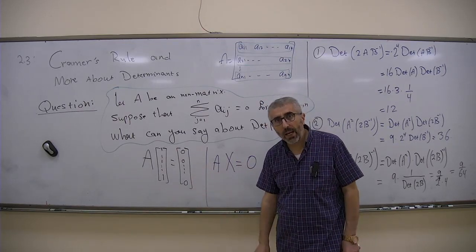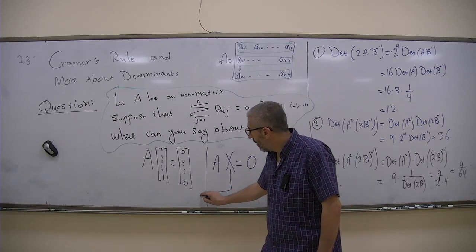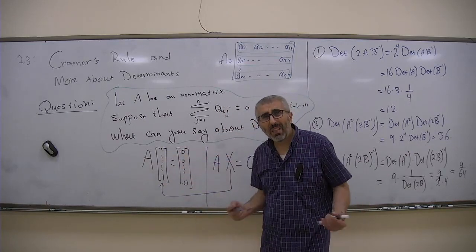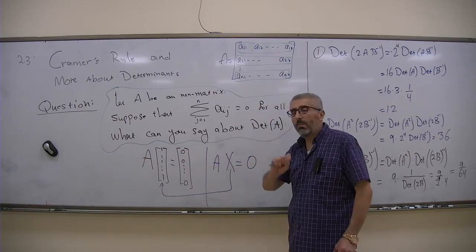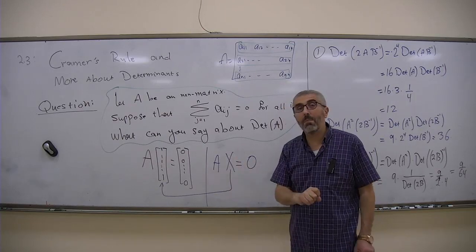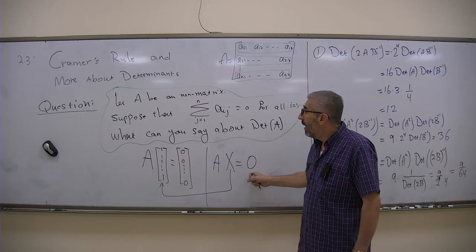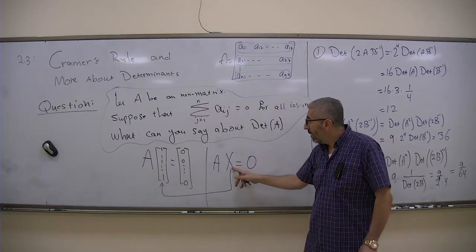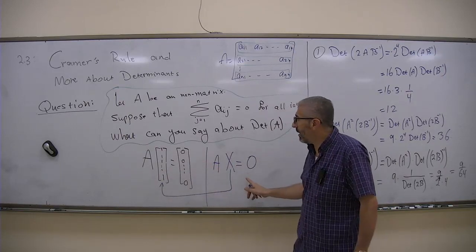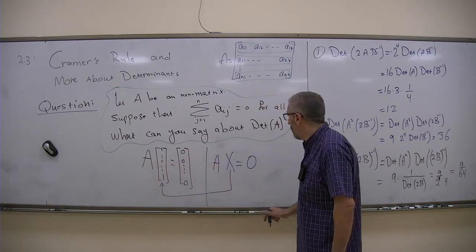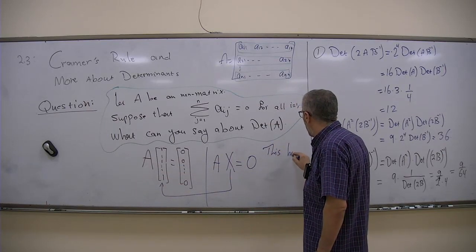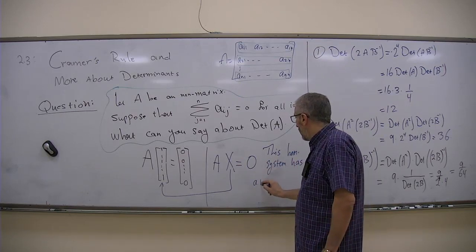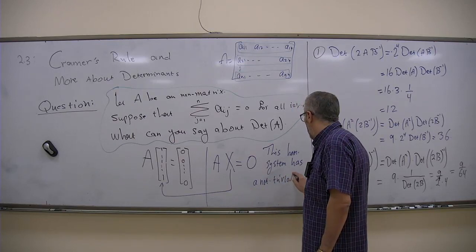It's a homogeneous system, correct? Now, this x is going to be 1, 1, 1, 1. What does that mean? It means this homogeneous system has a non-trivial solution. We know a homogeneous system always has the trivial solution. But now, we are seeing that this homogeneous system has a non-trivial solution.